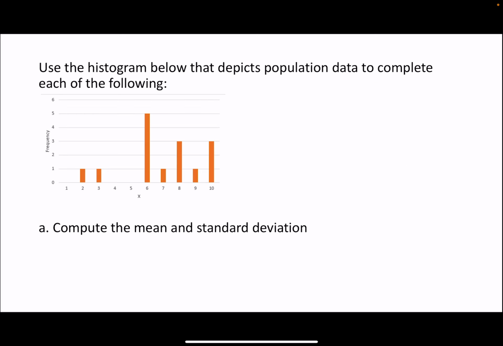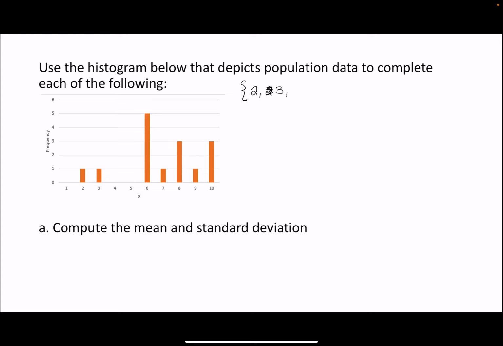Okay, so on this one, again, we're going to compute the mean and the standard deviation based on this graph. So the first thing we kind of want to do is go ahead and write out our points. So this is going to be 2 and then 3. We have 1, 2. And it's not supposed to be 2. That would be a 1, 3.